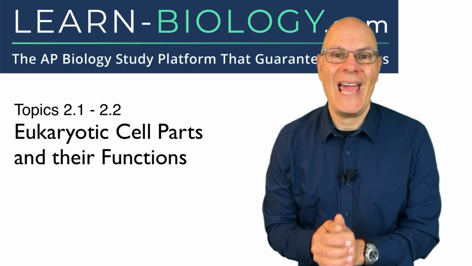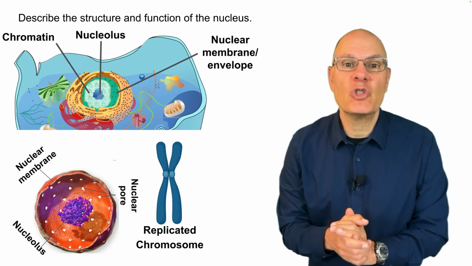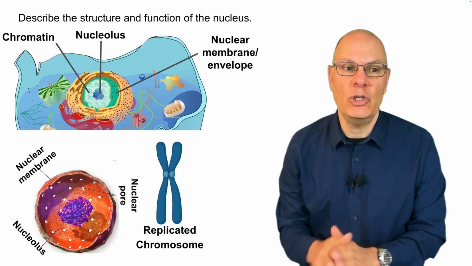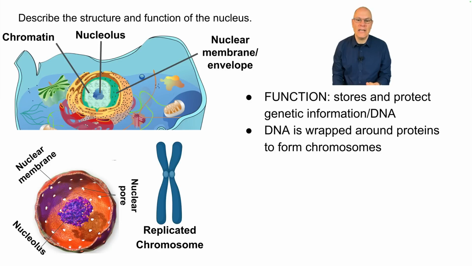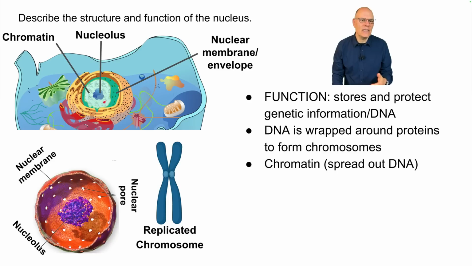Eukaryotic cell parts and functions. Describe the structure and function of the nucleus. The nucleus's function is to store and protect genetic information in the form of DNA. That DNA is wrapped around proteins to form chromosomes. This representation here is only present during mitosis or meiosis when cells are dividing. Otherwise, the DNA is more diffuse and spread out. It's still in chromosomes, but we call the form chromatin.